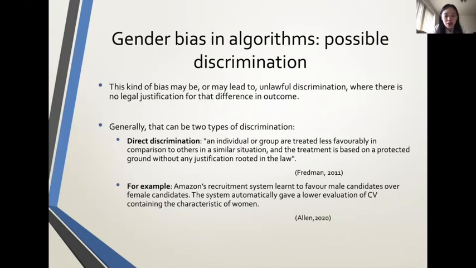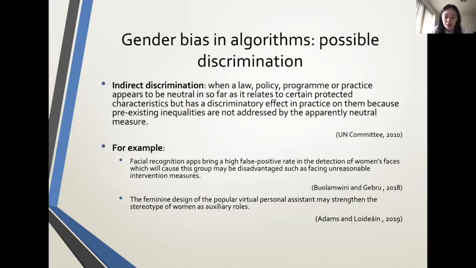The first is gender bias in algorithm. The gender bias in algorithm may cause two different types of discrimination. One is direct discrimination. It means, for example, the unfavorable treatment is only due to the female factor. And the other one is indirect discrimination. This means that a certain measure may appear to be neutral, but it doesn't consider pre-existing inequality. So I put two examples on the slide.